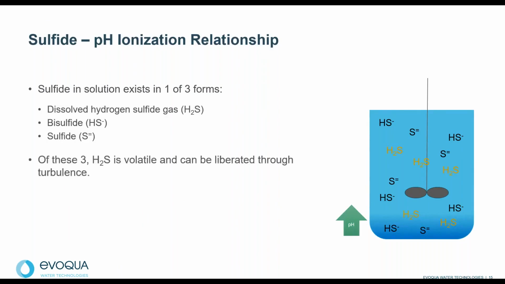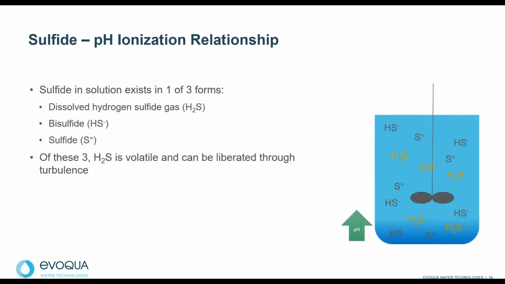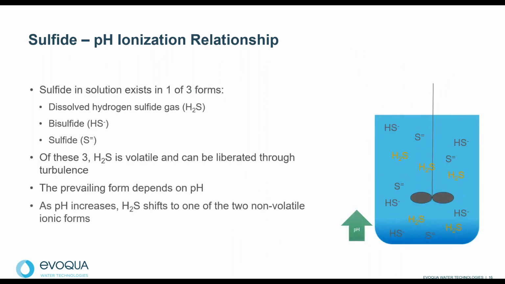Of the three, hydrogen sulfide is volatile and can be liberated through turbulence. You can see in the graphic to the right. After turbulence, the prevailing form depends on pH. As pH increases, hydrogen sulfide shifts to one of the two non-volatile ionic forms. So as you can see, you have less hydrogen sulfide escaping to atmosphere.